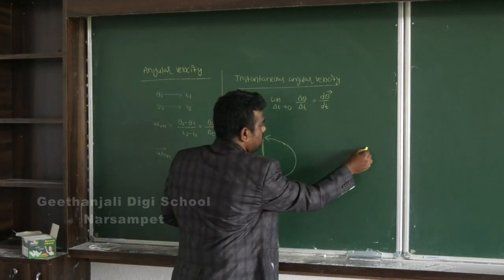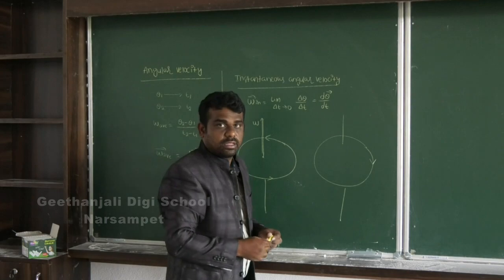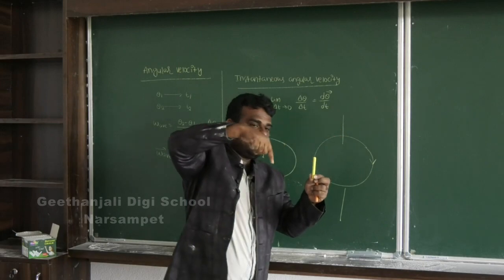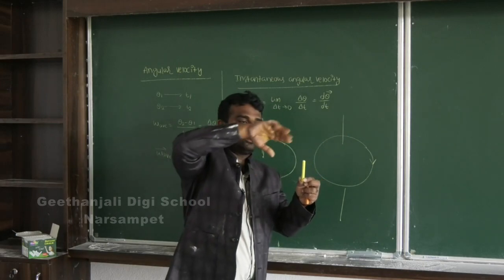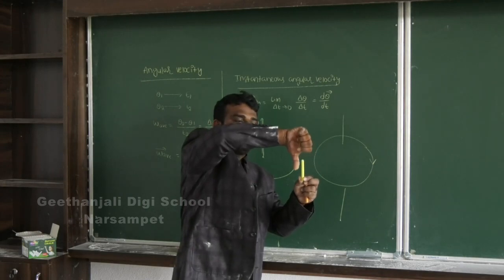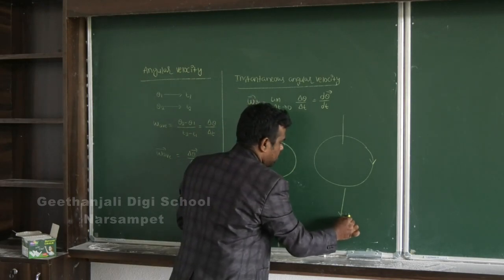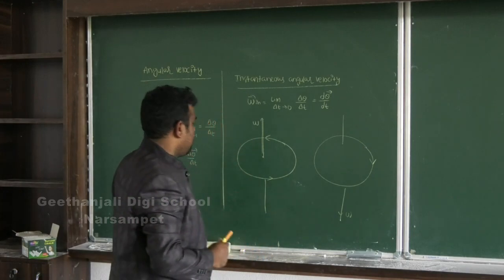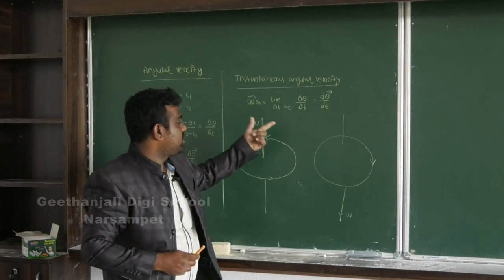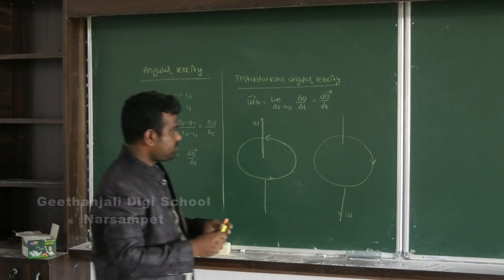Now if the particle moves in a clockwise sense like this, I need to curl my right hand fingers in the direction of revolution. Then this indicates the direction of the angular velocity. Like this we can find out the direction of the angular velocity. Both average angular velocity and instantaneous angular velocity are vectors.